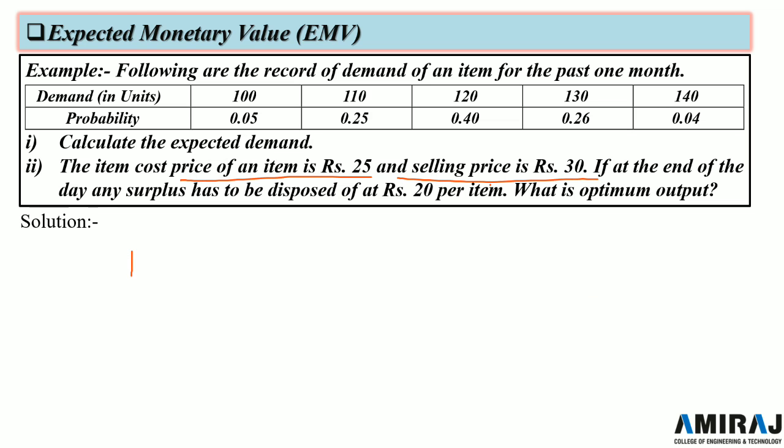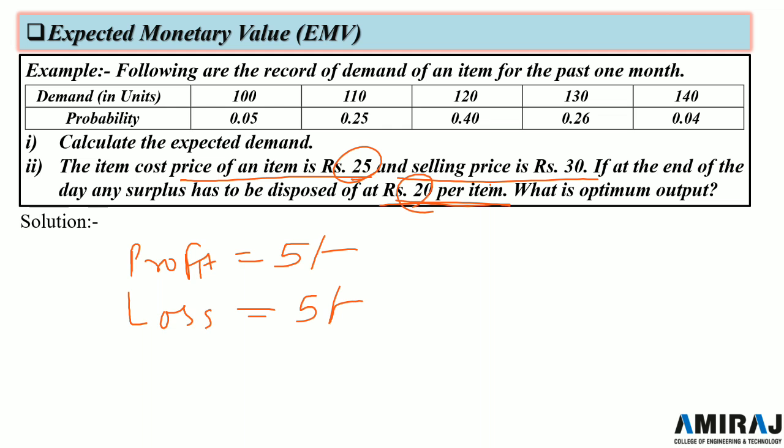So the profit is equal to 5 rupees. Now for the unsold disposal price, if an item is not sold, we get only 20 per item. So the loss for an unsold item is also 5 rupees, because the cost is 25, and if it is unsold at 20, we have a loss of 5 rupees, and if we sell, we get a profit of 5.